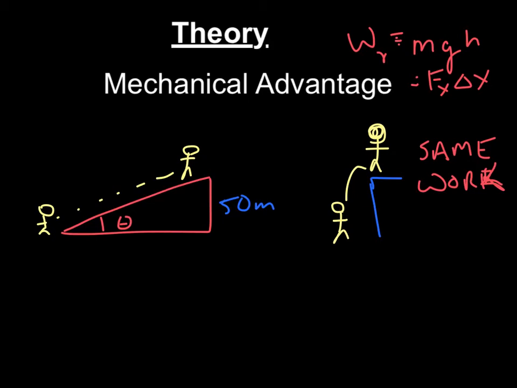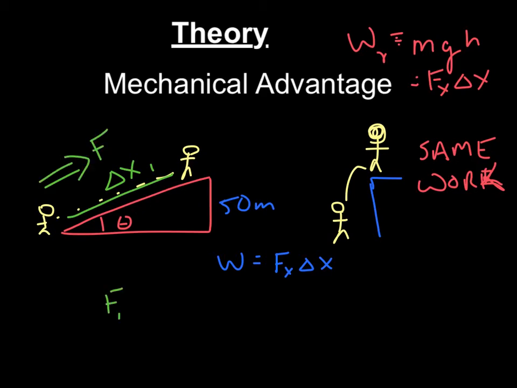So when we talk about mechanical advantage, we are talking about a force advantage. So let's take a look. If you know that work equals F_x delta x, and we look at the distance for person 1, this would be delta x1, and this would be force 1. You know that F1 delta x1 equals F2 delta x2, where this would be delta x2, and this would be force 2.